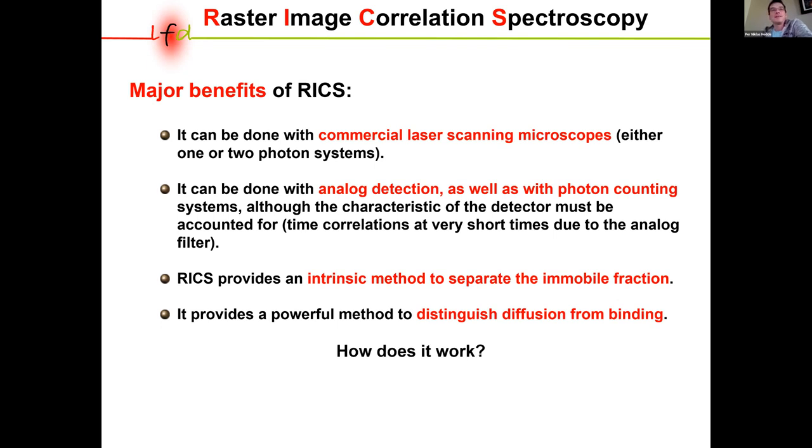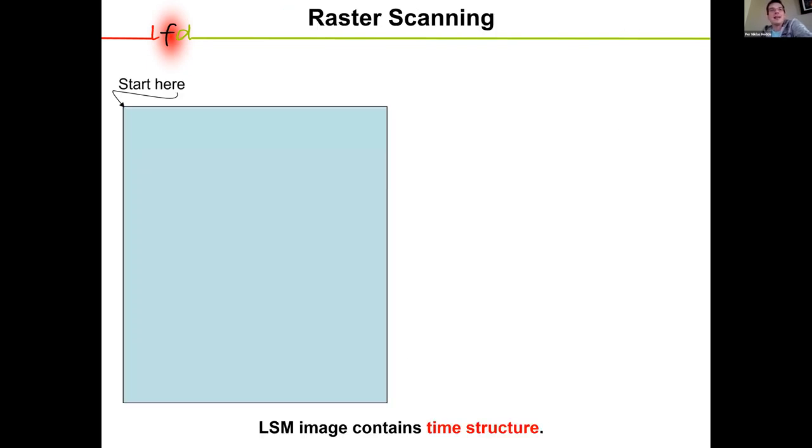So how does it work? In a laser scanning instrument, you acquire an image by focusing your laser beam into a single spot. In that spot, you excite your fluorescent molecules. And then you detect the fluorescence from that spot with a single point detector, like a photomultiplier tube or an avalanche photodiode, which are most commonly used in those instruments. So you just get the signal from a single spot.